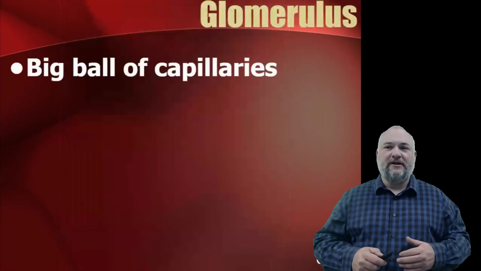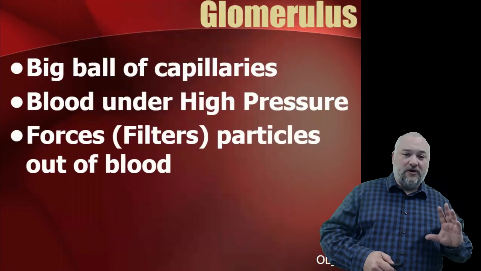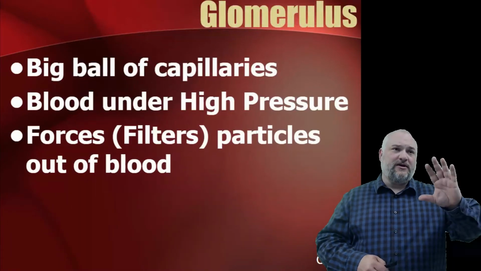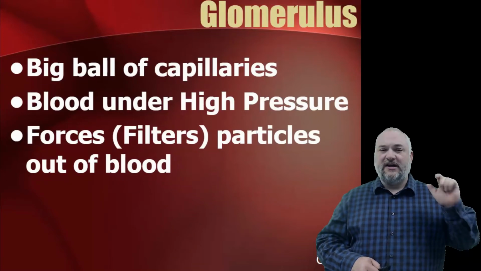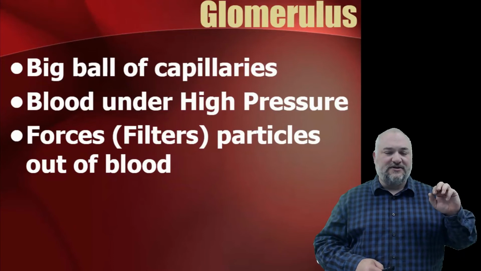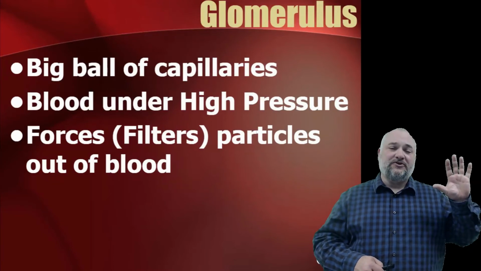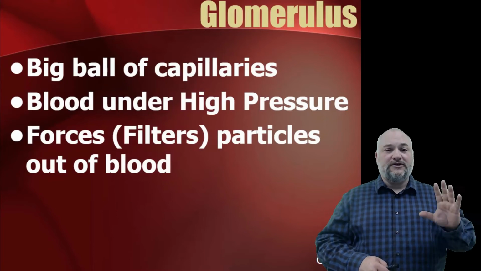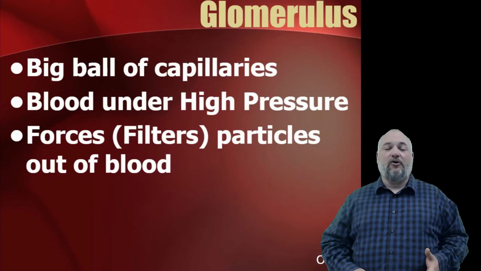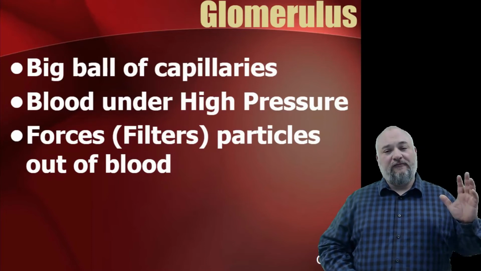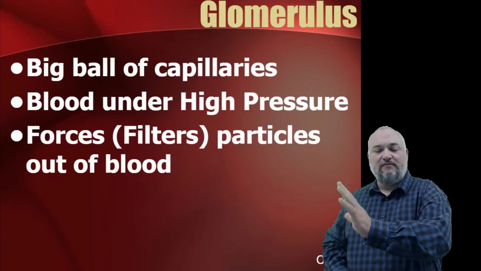So, glomerulus, big ball of capillaries. Blood is under high pressure, which forces or filters the particles out of the blood. Remember, we talked about this way back when we did cell transport. We talked about simple diffusion, facilitated diffusion, active transport, exocytosis and endocytosis, which are all mediated at the cellular level. Filtration is when you're literally forcing fluids across a membrane by sheer water pressure, or blood pressure in this case. So we're literally forcing stuff through the glomerulus and into the Bowman's capsule.